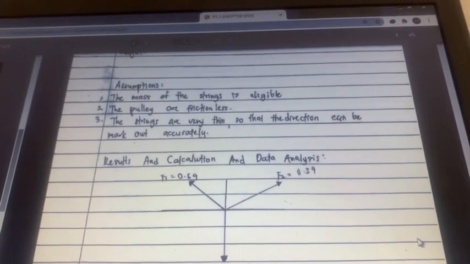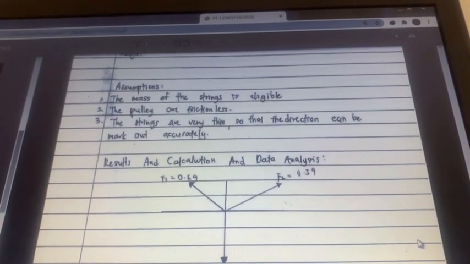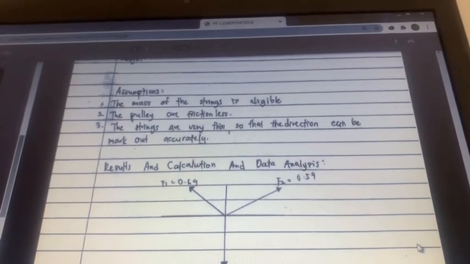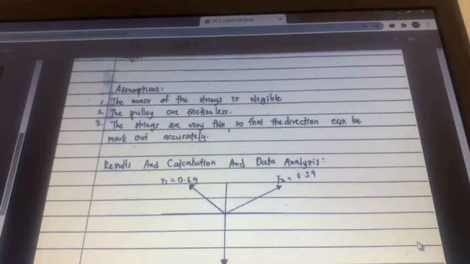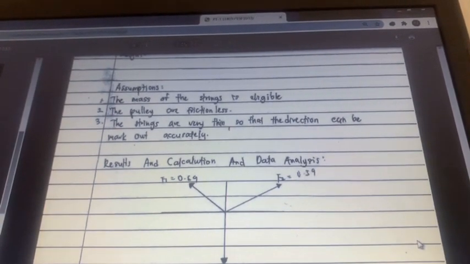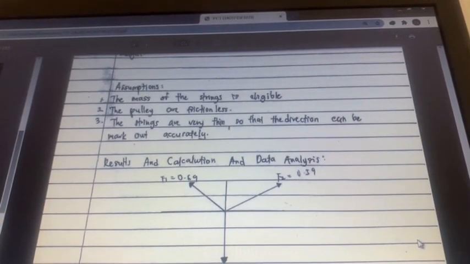Assumption. First, the mass of the string is negligible. The pulleys are frictionless. The strings are very thin so that the direction can be marked out accurately.